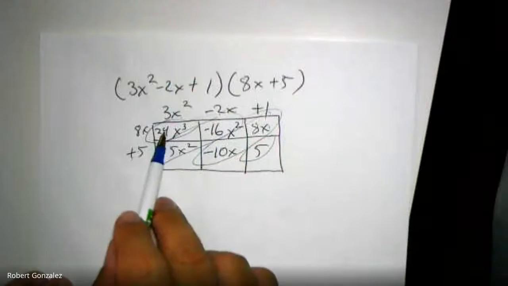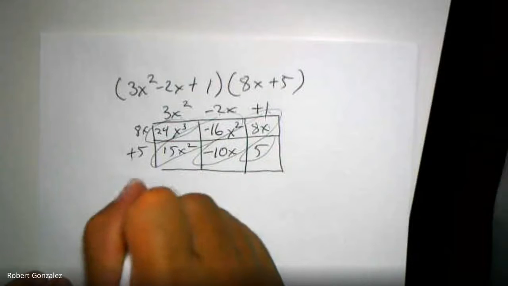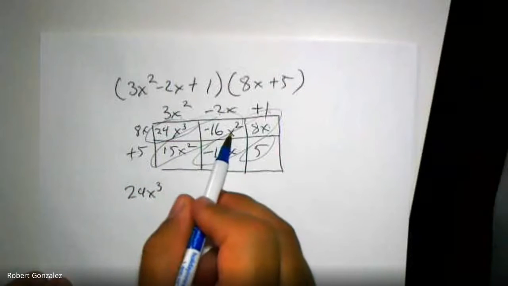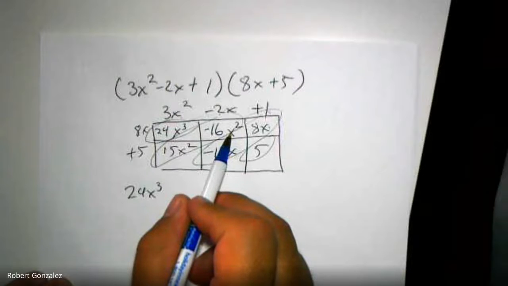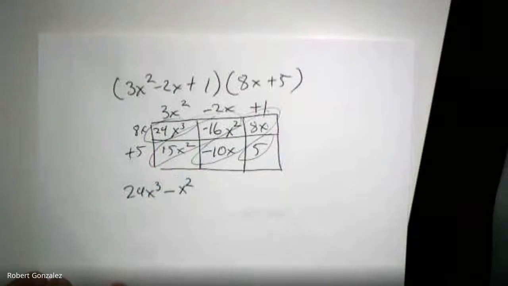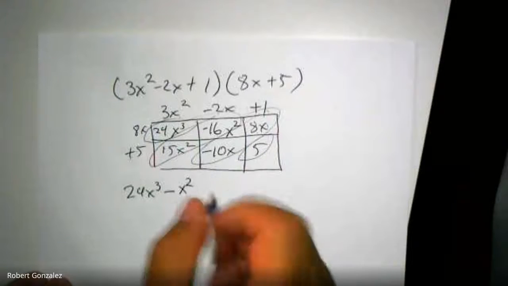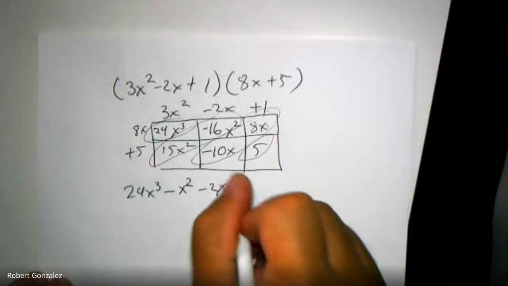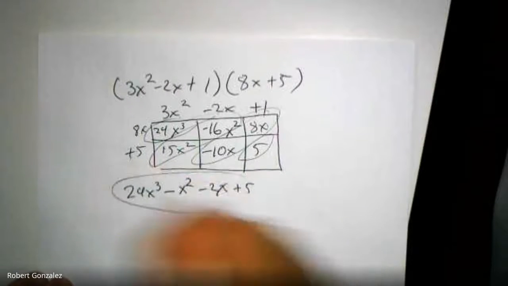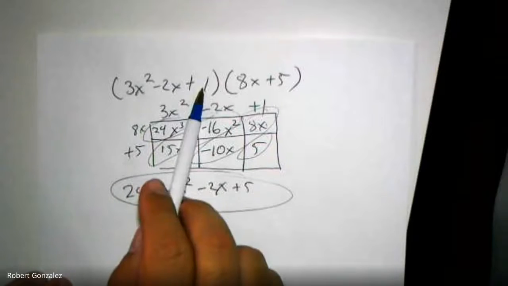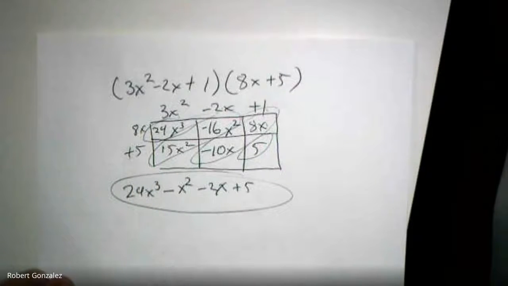Okay, 24x cubed. 15x squared minus 16x squared. Don't put a negative 1x squared. That's negative x squared. Negative 10x plus 8x is negative 2x. And 5 is plus 5. There you go. I multiplied a trinomial by a binomial.